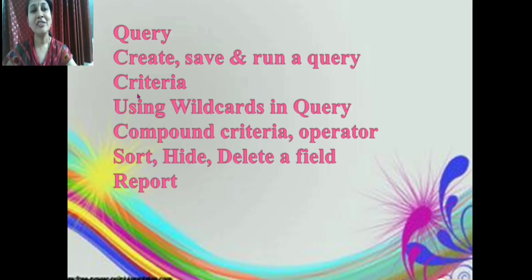And we have learned what do you mean by criteria. Criteria are the conditions that identify the records you want to find. And using wildcards in the query, that is wildcards are symbols that represent any character or combination of the characters, that is asterisk and question mark.